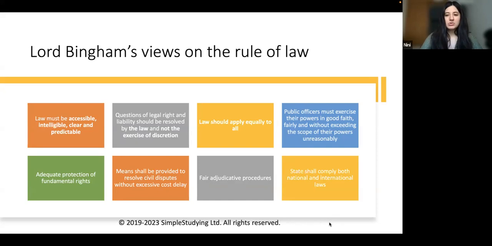There are these 8 principles I have summarized for you to know what Lord Bingham's views are on the rule of law. Questions of legal right and liability should be resolved by the law and not the exercise of discretion. Law should apply equally to all. Public officers must exercise their power in good faith, fairly, reasonably, and without exceeding the scope of their powers. Adequate protection of fundamental rights should be provided. Means shall be provided to resolve civil disputes without excessive cost or delay. There should be fair adjudicative procedures, and the state shall comply with both national and international law. Those are the 8 main principles that Lord Bingham has advocated for the rule of law.